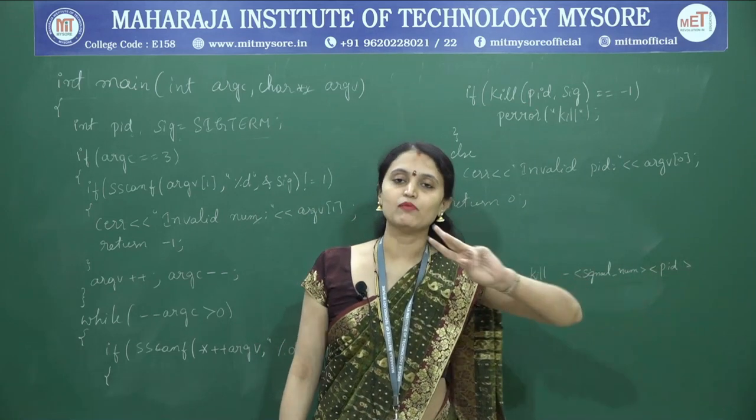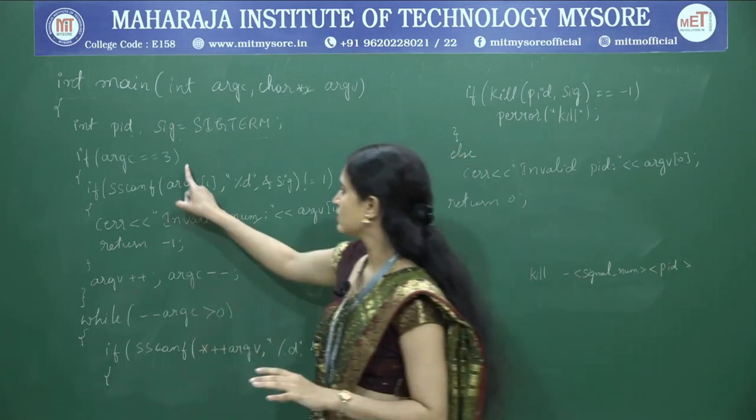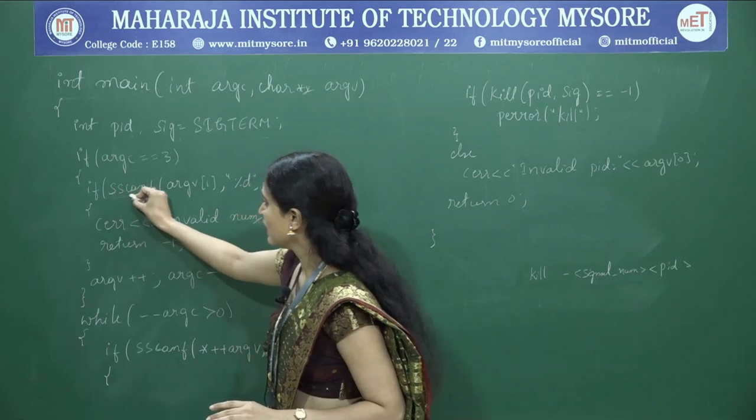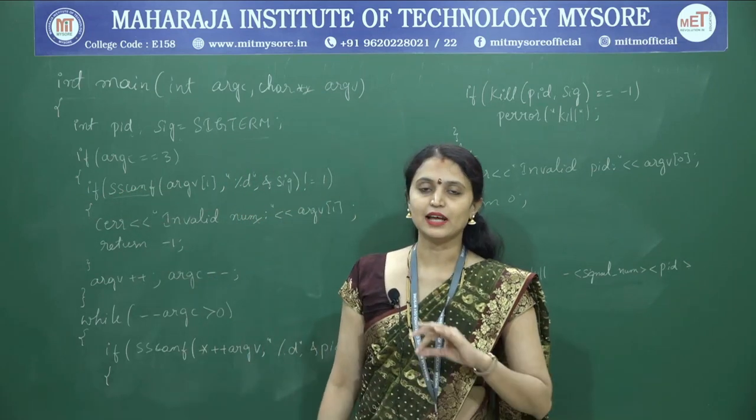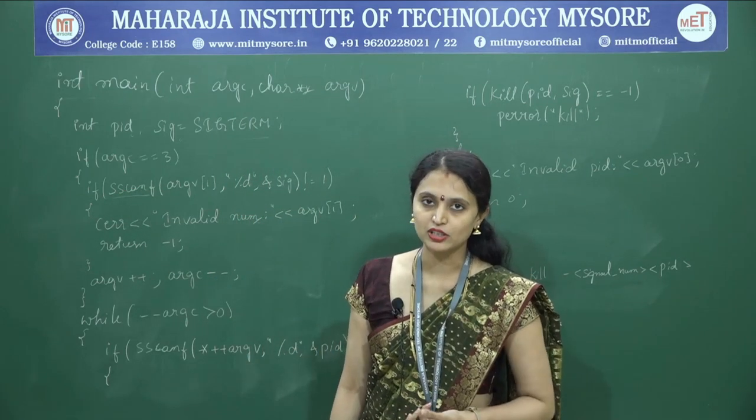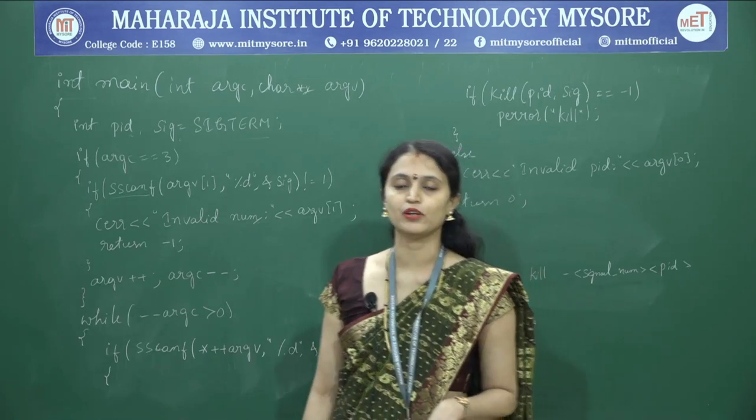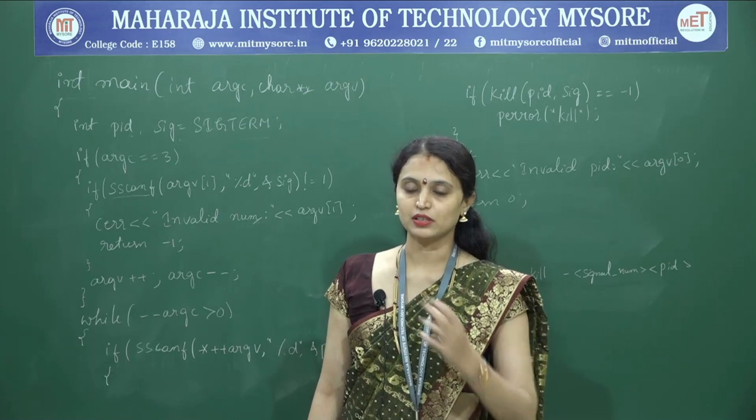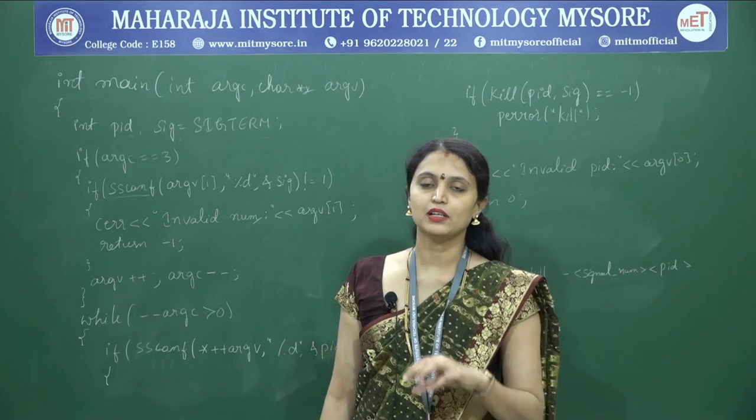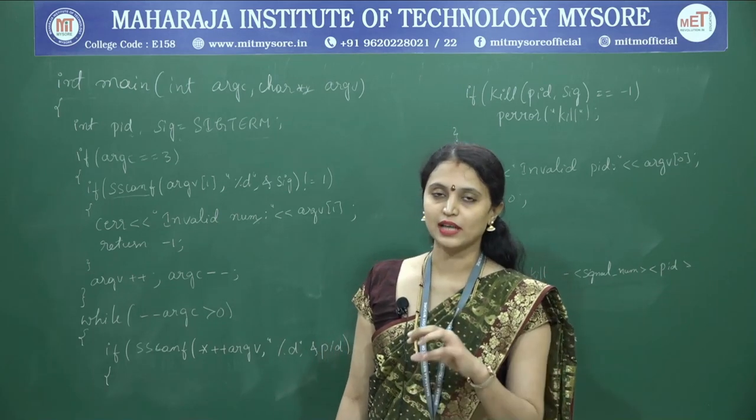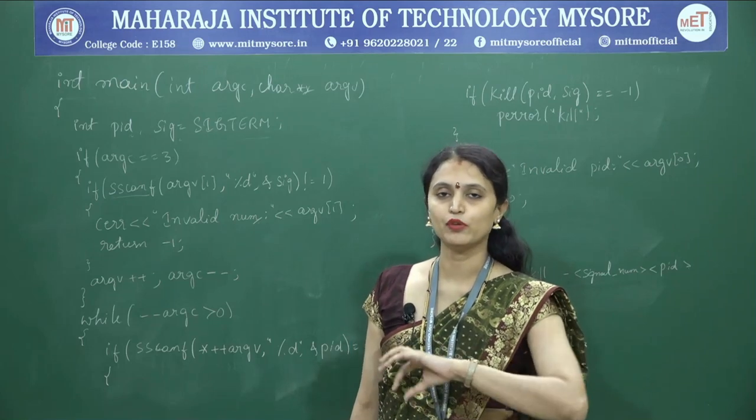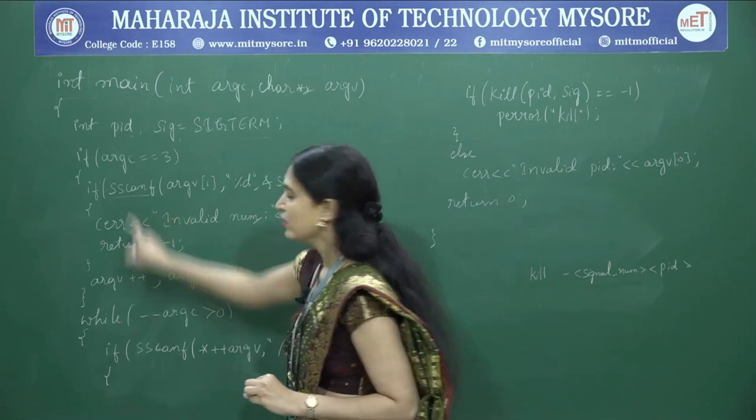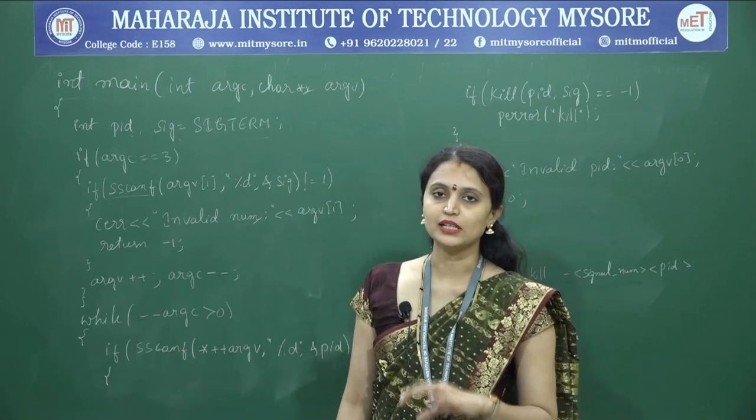So that's why the minimum value is 3. Only in that case, if it is 3, we are checking the condition sscanf. Actually sscanf is similar to the scanf function, but here it reads the input from a formatted string instead of the standard input. For example, when we use the scanf statement, we read the input from the standard input like the keyboard, whereas in the case of sscanf we read the input from the formatted string.